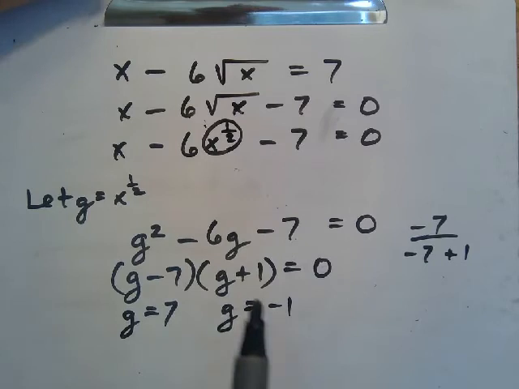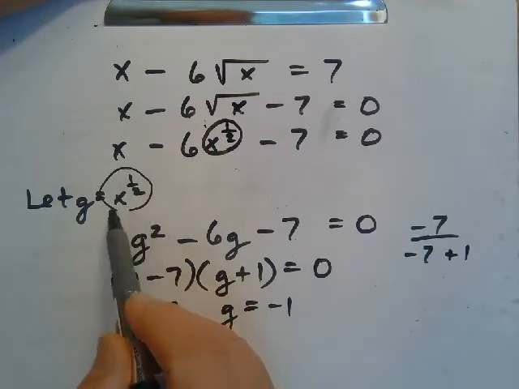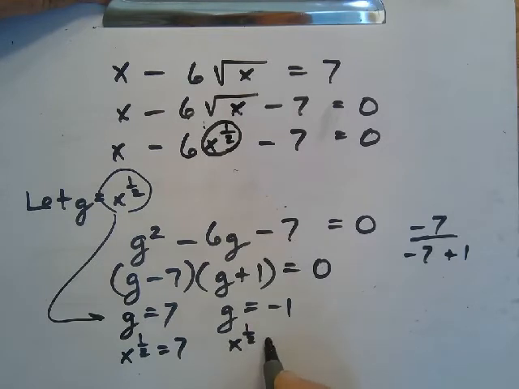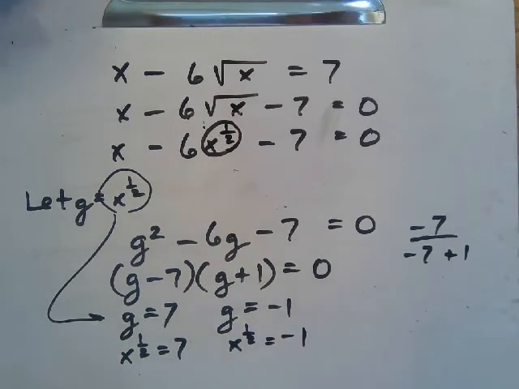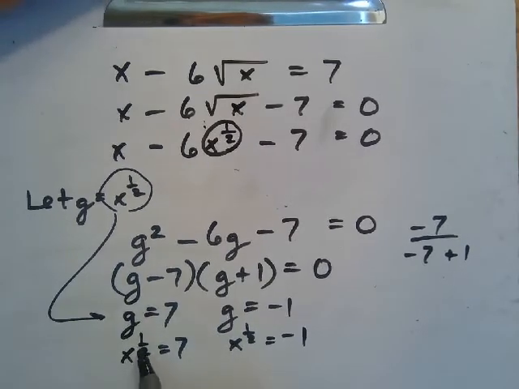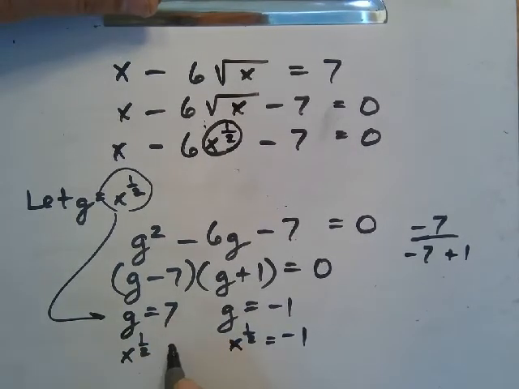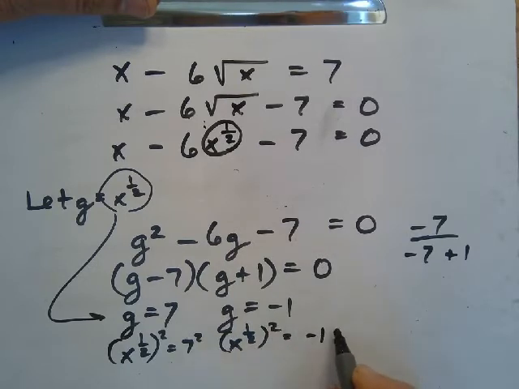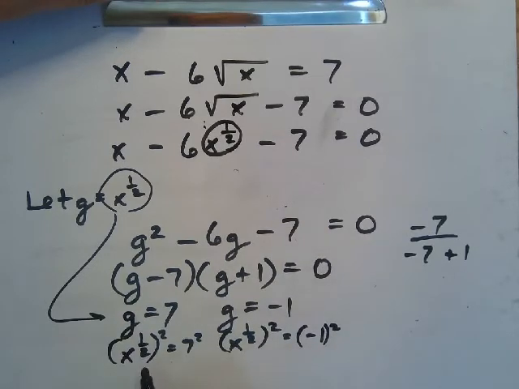Now let's plug x squared back in for g. So I get x to the 1/2 power. I'm going to write this in exponent with a fraction, but I could write it with a square root if I wanted to. Okay. Now, how do you undo x to the 1/2 power? The square root, right? We will square both sides. So I'm going to square here, and here, and here, and here. What do we end up with here?